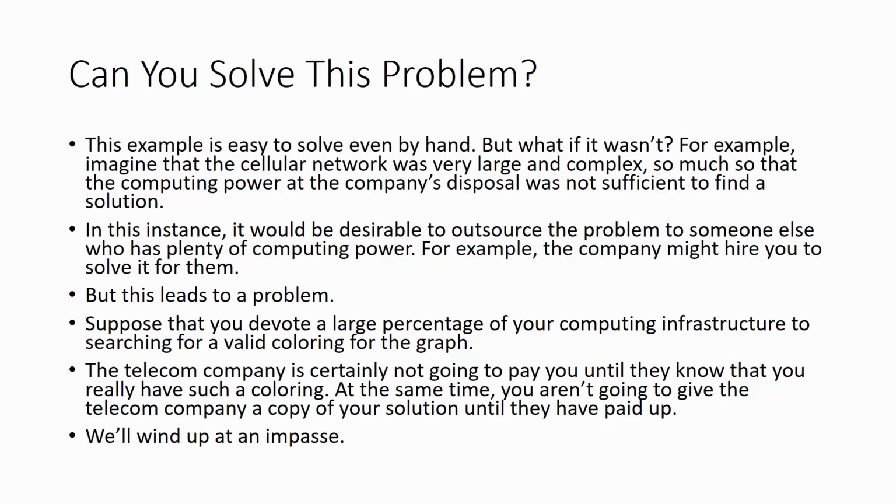But this leads to a problem. Suppose you spend a lot of money and compute resources in solving this problem, and you finally arrive at a solution of coloring this network of towers. The telecom company is not going to pay you until they know that you have a valid solution. At the same time, you are not going to give up your solution to the telecom company unless they have paid up. So we'll end up at an impasse.